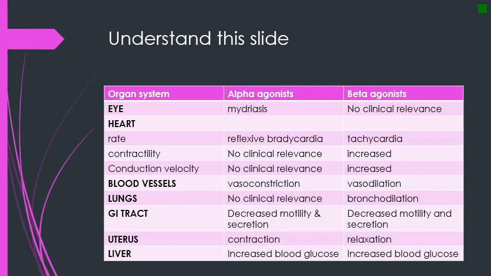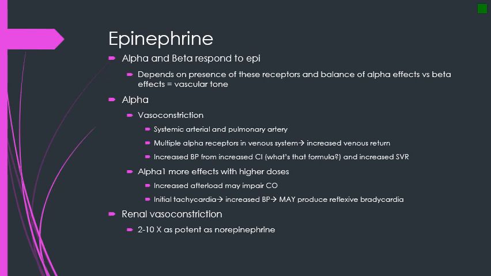So ephedrine is best, but you can use small doses of phenylephrine. And as far as the liver goes, both alpha and beta agonists will actually increase blood glucose. We're going to get more into that in the lecture. Alpha and beta receptors respond very well to epinephrine.